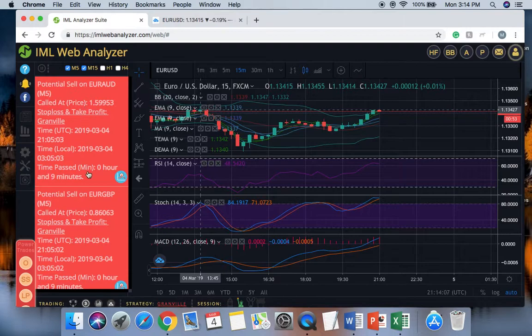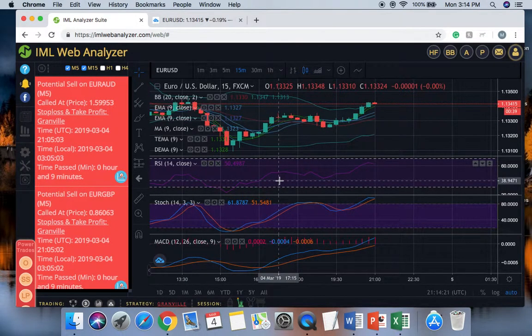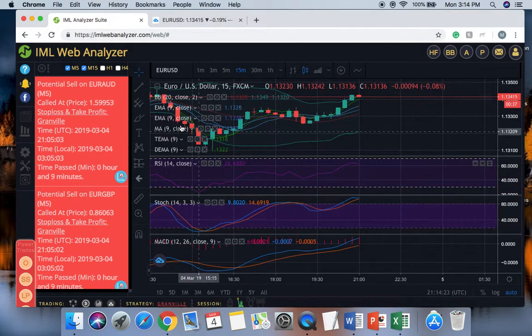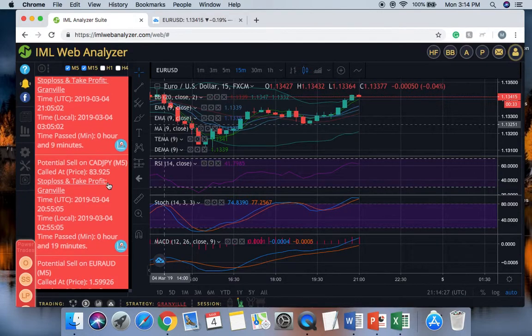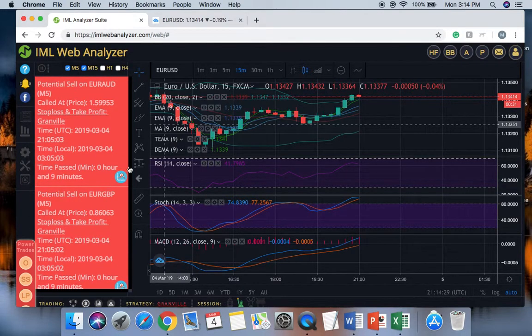So when one of these pops up, this last one popped up 9 minutes ago, you can see, but when one of these pops up, you'll get a notification and you can go check out your charts. If you're trading, it might be something that you're interested in getting in on. You don't use it blindly. You always want to make sure that you're verifying it with other indicators, but more often than not, these are trades that you're going to be interested in getting in on.